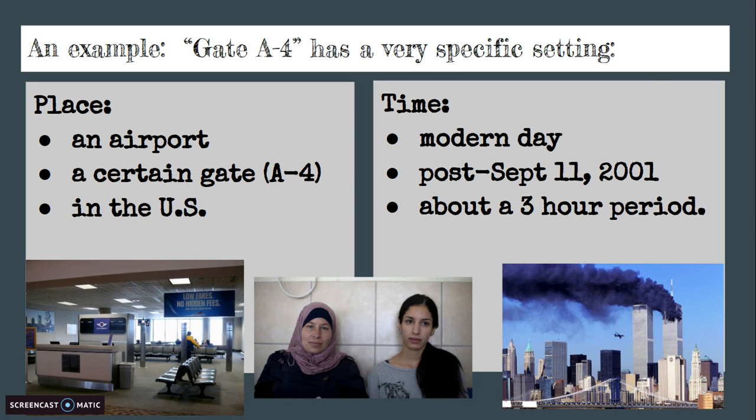All right. So an example: Gate A has a very specific setting. This is a book about immigration. So the place is an airport at a certain gate, A4. It's in the U.S. The time for this story is modern day. It's sometime after September 11th, and the whole book takes place in about a 3 hour period. Like I said, that's a specific book.